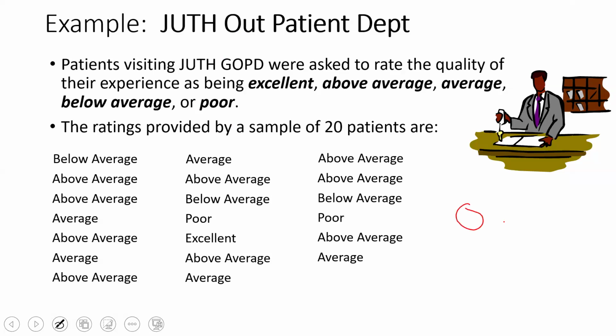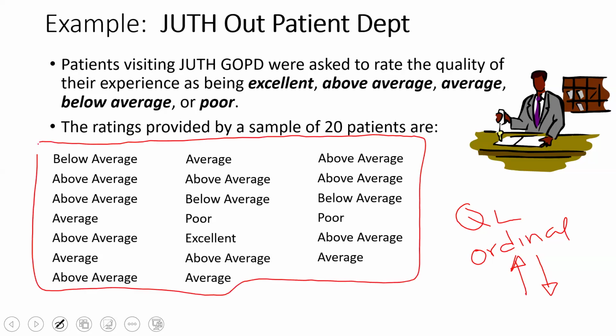This particular type of qualitative data is what we call the ordinal type, because it goes in either ascending or descending order, from poor to below average, average, above average, and excellent. And then we have the responses from 20 patients. Imagine having it from 50 or 100 patients. It's difficult to quickly know which one is the best or which one is the worst. That is why we need to organize it. So that's what we are talking about.